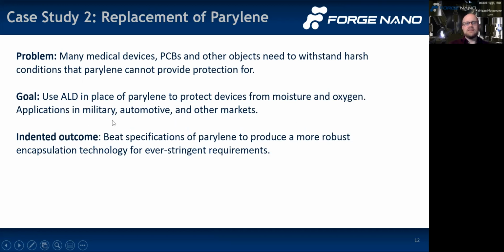And this has applications in the military, automotive, and other markets such as medical. So the intended outcome here was to beat the specifications of Parylene and produce a much more robust encapsulation technology for the ever more stringent requirements of various devices.